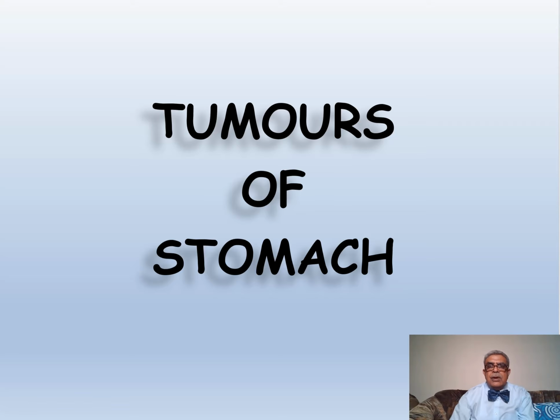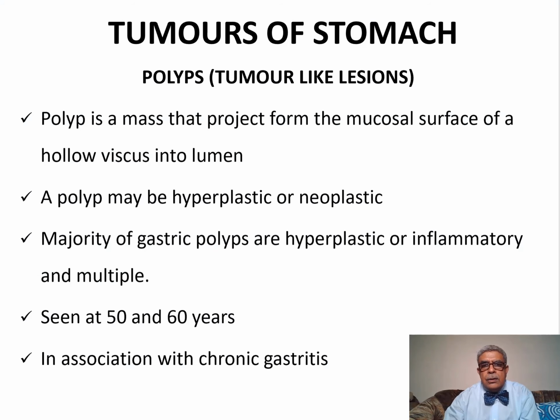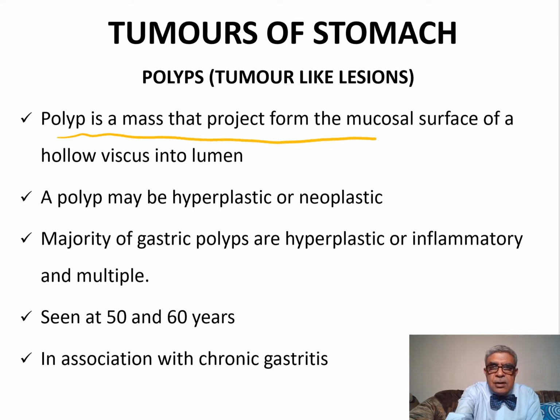Now we come to another important topic, which is tumors of the stomach. Now tumors of the stomach, what is a polyp? Before we discuss the tumors of the stomach or tumor-like lesions, a polyp is a mass which projects from the mucosal surface of a hollow viscus into the lumen. So, a mass projecting from the mucosal surface of a hollow viscus into its lumen. A polyp may be hyperplastic or neoplastic.